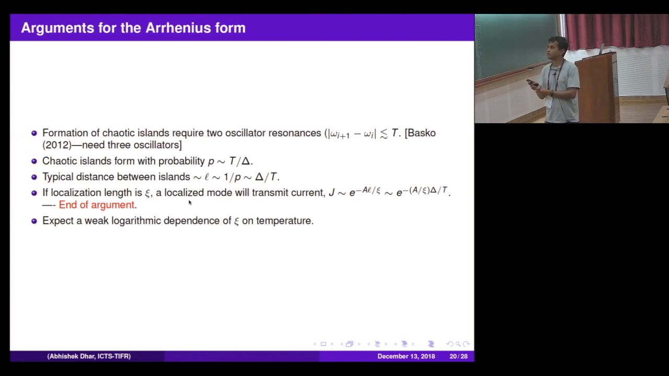Of course there is also the localization length, and one can argue that this should have a logarithmic dependence on temperature. That is difficult to see in the numerics. Now I just want to show some evidence that 2 oscillators are actually sufficient to get chaos, and you don't need a 3 particle resonance.